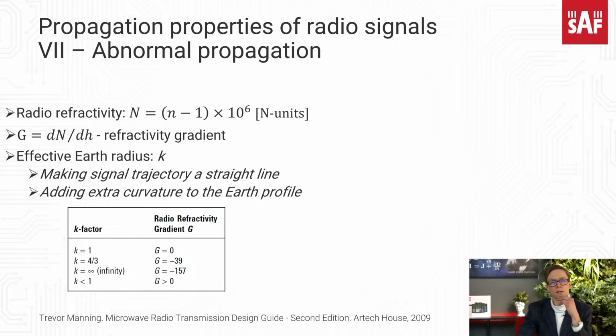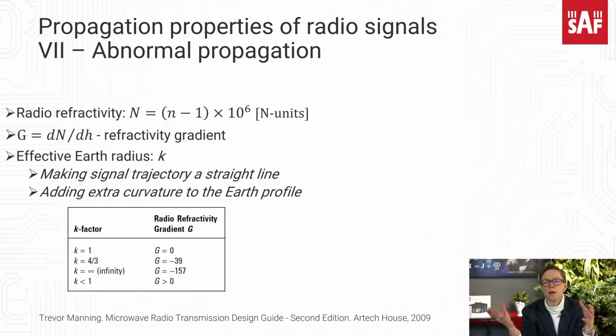And you can see that this G, which is equal to -39, which is the standard atmosphere, the most probable case recorded by statistics, it refers to the standard atmosphere, right? To the normal, ideal propagation conditions. And the effective Earth radius in this case is 4 divided by 3, or 1.33 approximately. And this is the K factor which is chosen as a standard K factor for all link planning purposes, right?